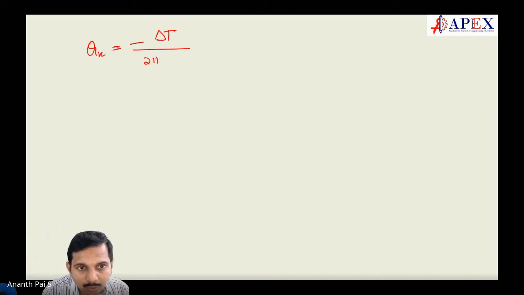Now let us see how the variation is. In general, what is dT by dr? If you consider Q_K, it can be written as minus of delta T divided by 2 pi K into L, which is length.